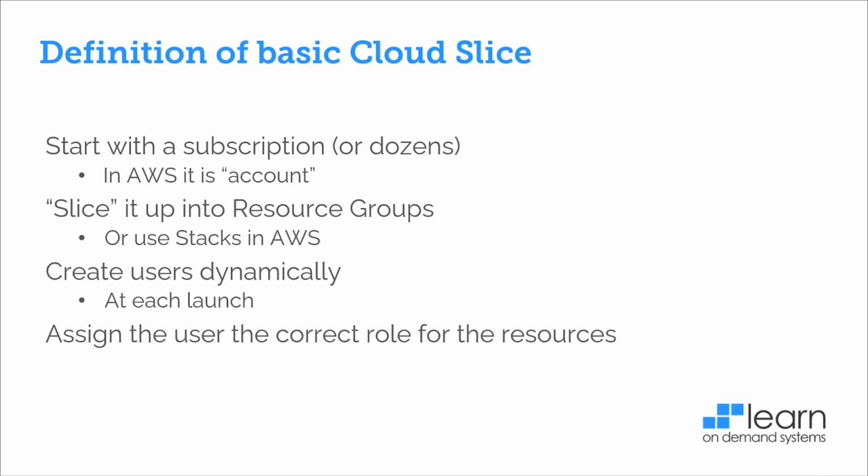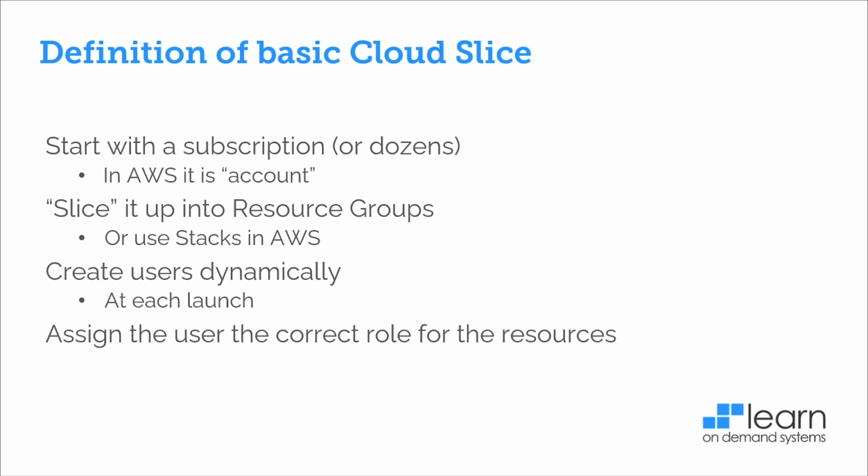Start with a subscription or two or dozens. In AWS, instead of being called a subscription, it's called an account. You slice it into resource groups. Now, there's not a direct correlation in AWS. We use stacks, but stacks are more along the lines of ARM templates or resource group templates that we use.